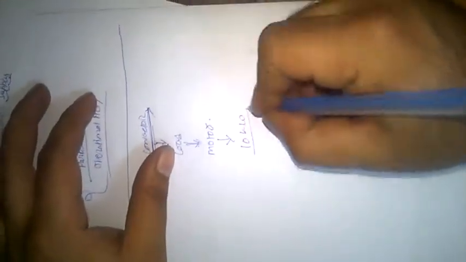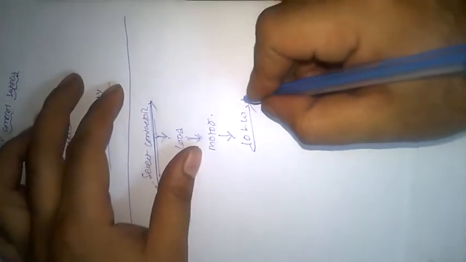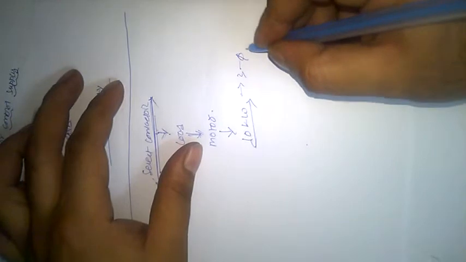Welcome all. Selection of contactor. We select the contactor depending upon the load. For example, the load is a motor, say a 10 kilowatt motor here. Now, as we know, this will be a three-phase motor.